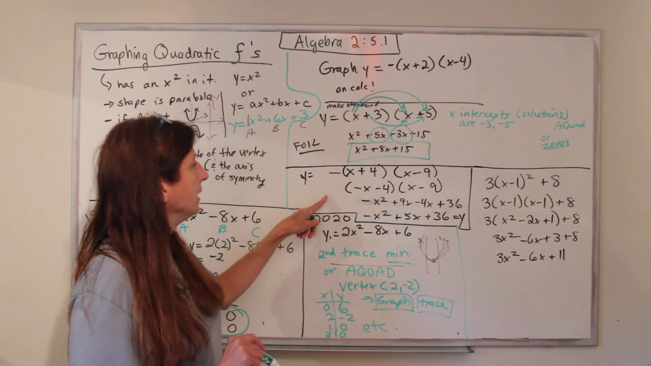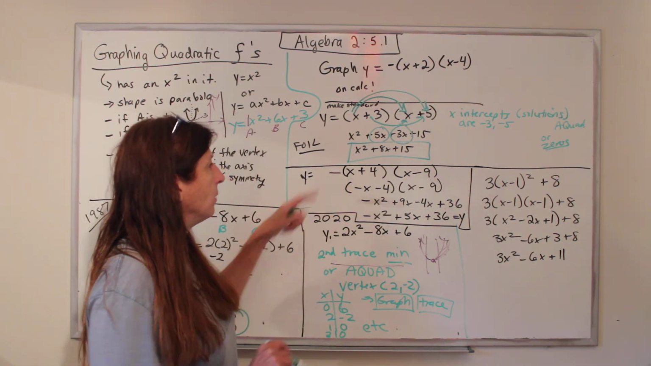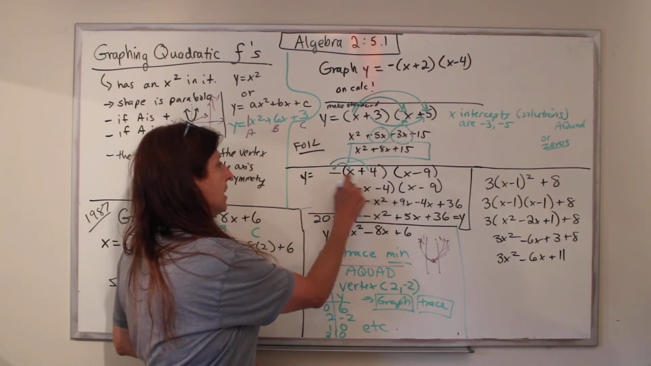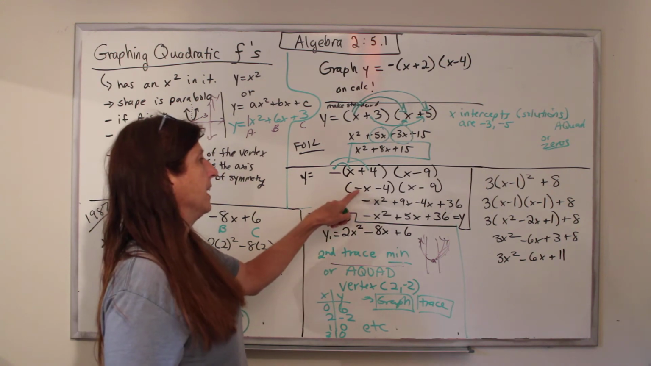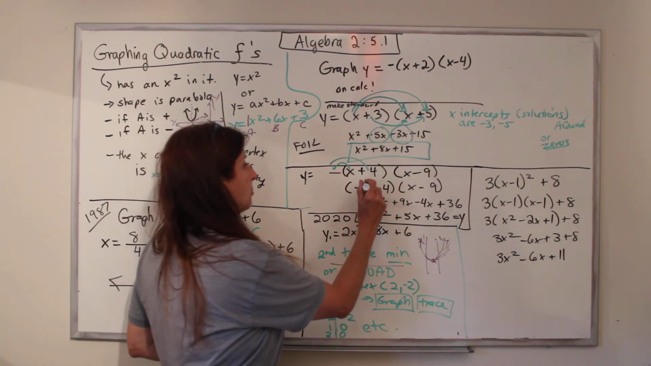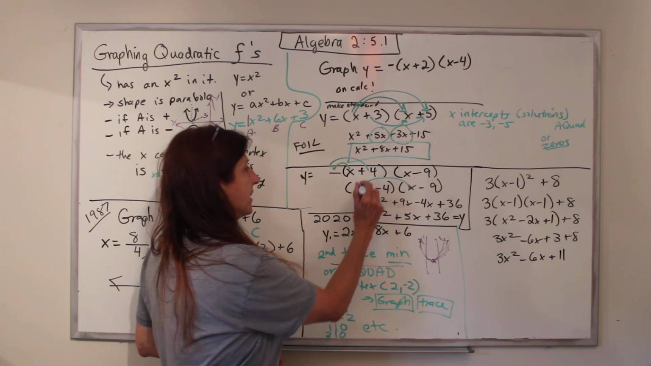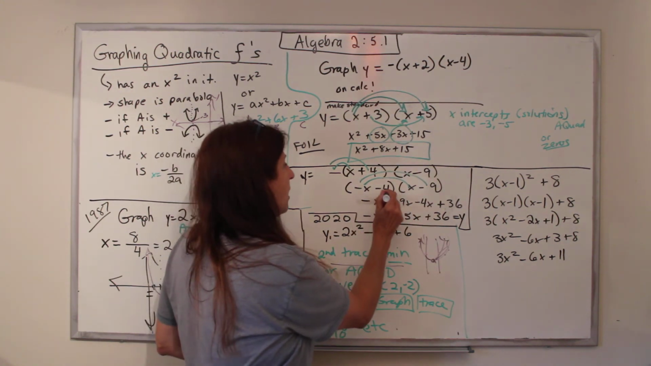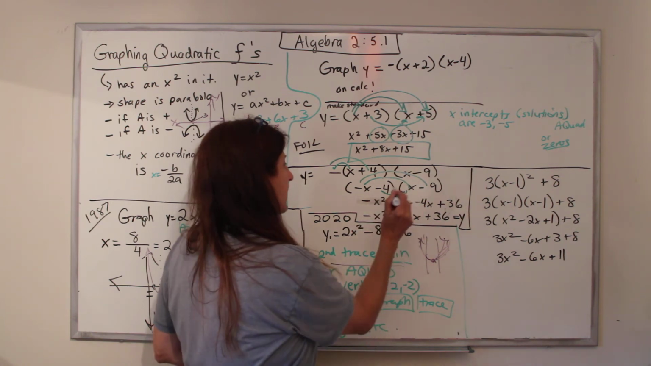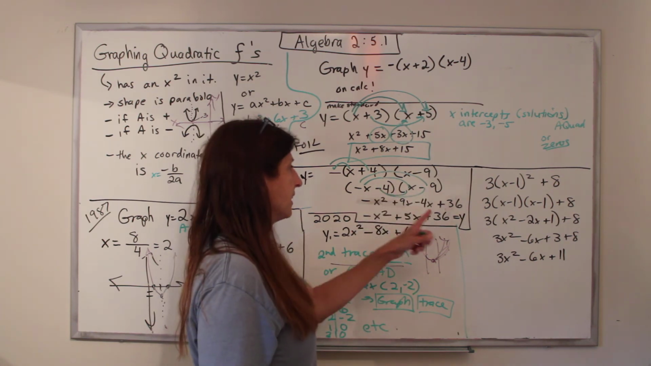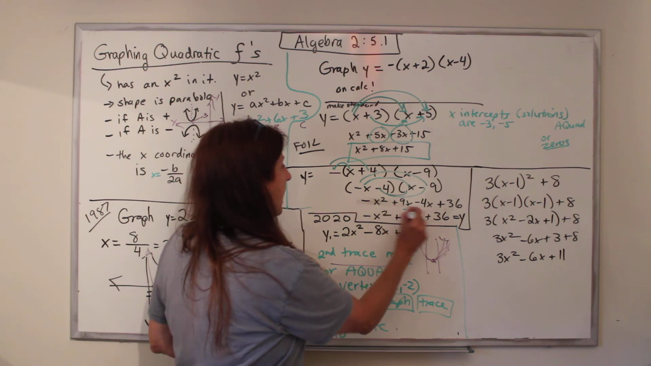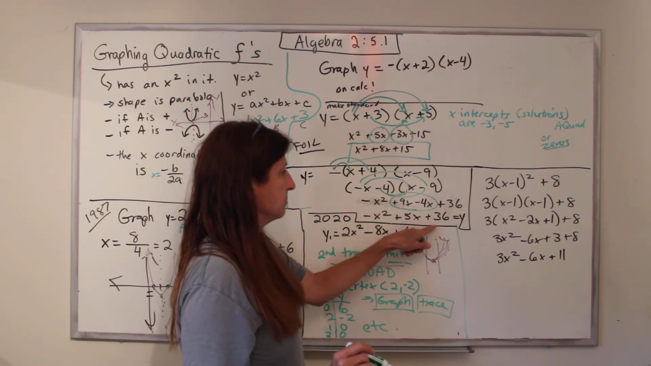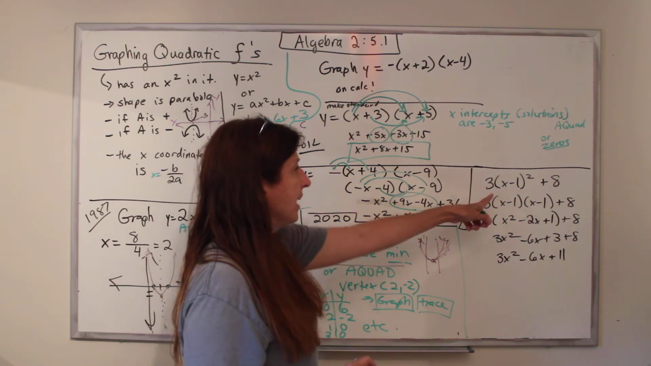Alright, here's another one. They want us to put in standard form. And what I decided to do first is multiply this negative times x and negative times 4, and I got negative x, negative 4, and then I multiplied them. x times negative x is negative x squared. Negative x times negative 9 is positive 9x. Negative 4 times x is negative 4x, and negative 4 times negative 9 is positive 36. I gathered up these terms and got the answer. Negative x squared plus 5x plus 36 equals y.